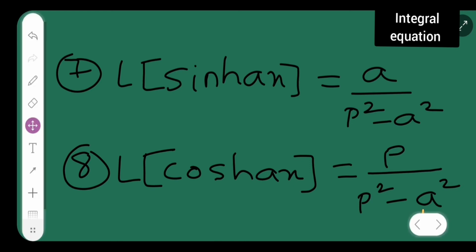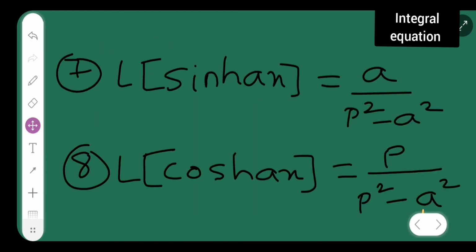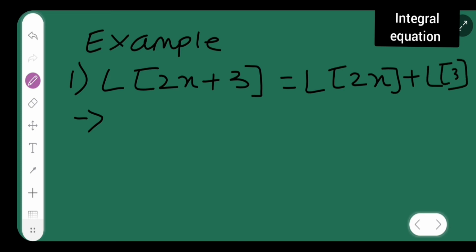Now examples are remaining. Okay, let me start with the example. So I have told you properly, p upon p square minus a the whole square here. So example, let me start: Laplace of 2x plus 3. Now how am I going to do this? This is equal to Laplace of 2x plus Laplace of 3, right? Now take the 2 outside: Laplace of x plus, take 3 outside, Laplace of 1.